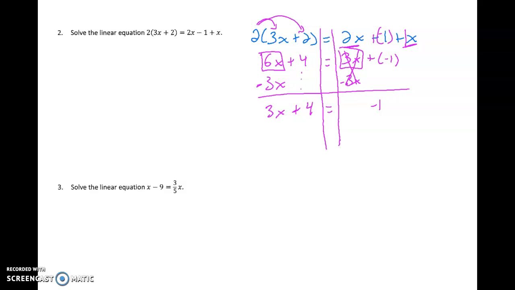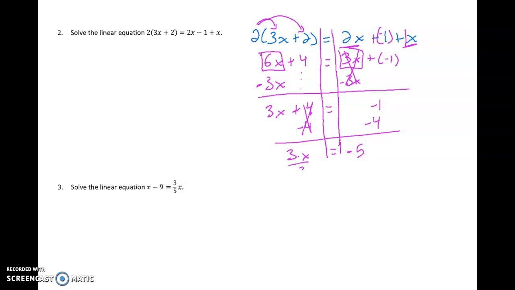I always get rid of whatever's being added on or subtracted from. So I'm going to get rid of this 4 first. I'm going to do that by subtracting 4. Whatever I do to one side, I do the other. That gives me 0. So 3x plus 0 is just 3x equals, again, negative plus a negative is going to be a negative. 1 plus 4 is 5.